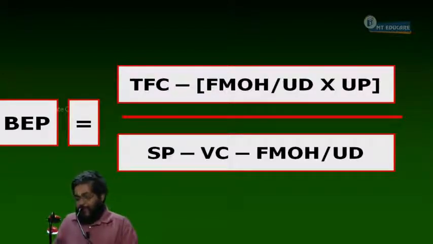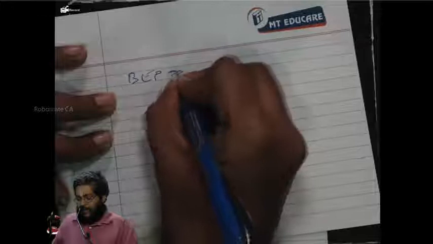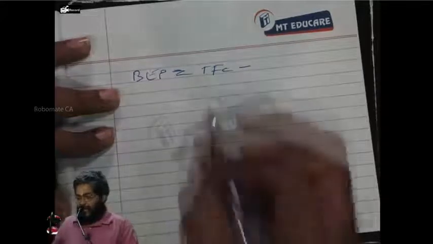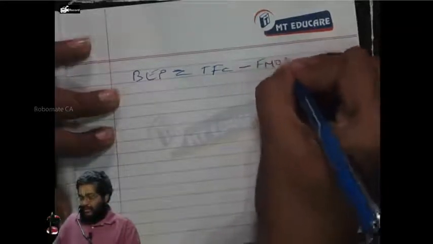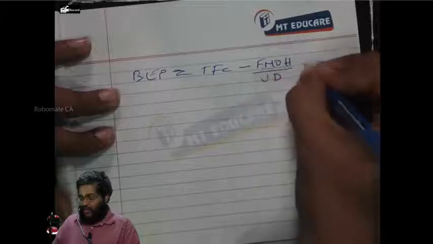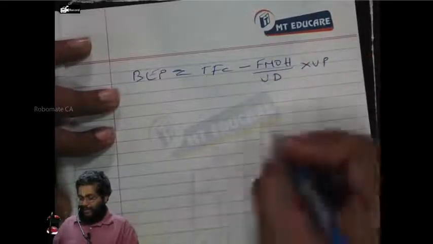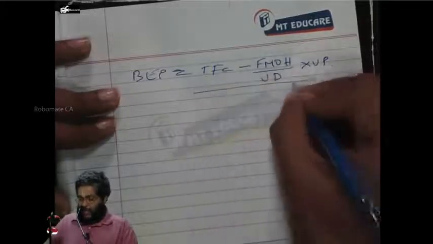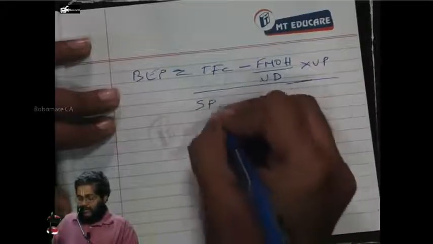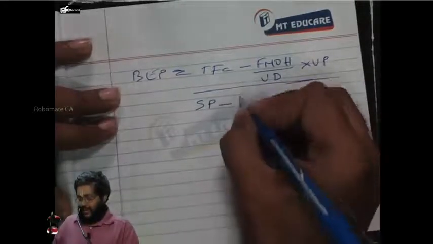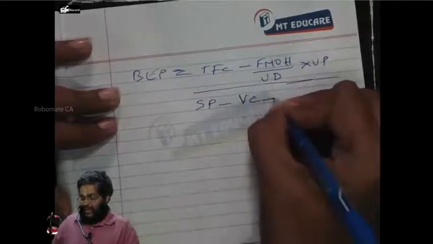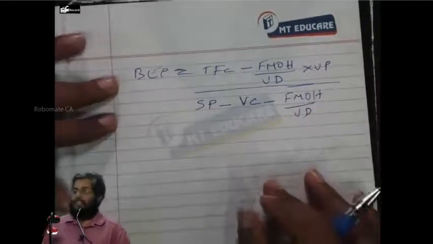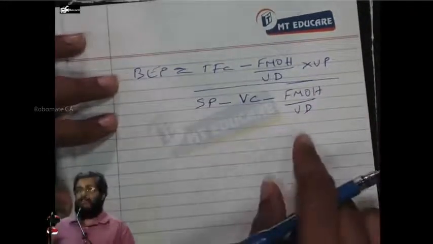Break-even point is equal to TFC minus, please write along with me, TFC minus FMOH divided by UD into UP, whole divided by SP, selling price, minus VC, minus FMOH divided by UD. Selling price minus variable cost minus FMOH divided by UD.